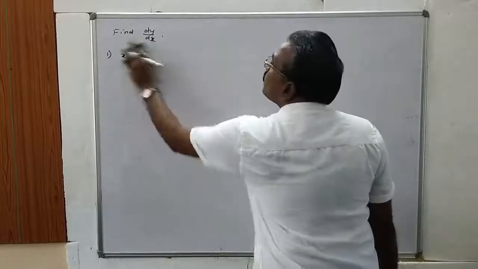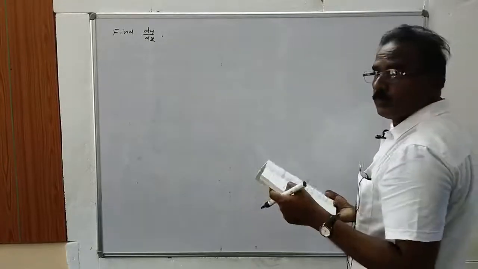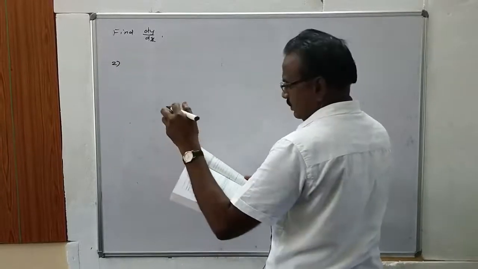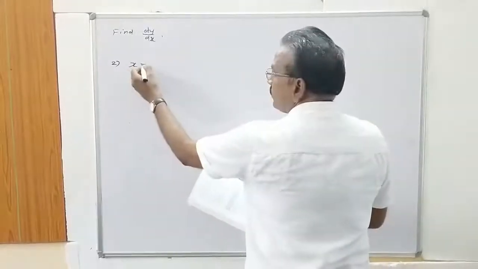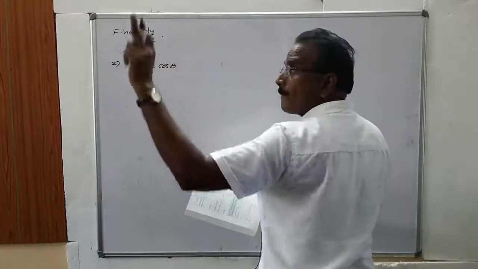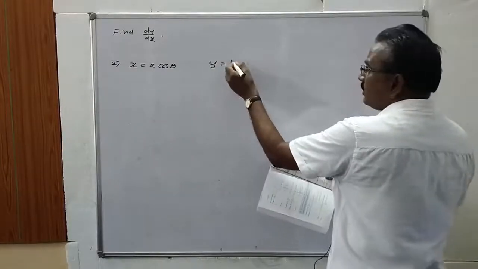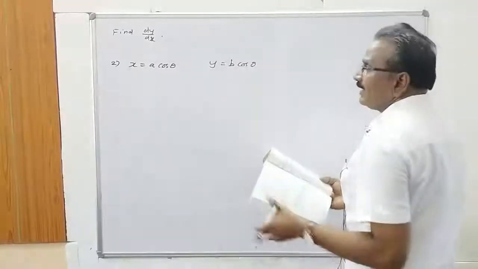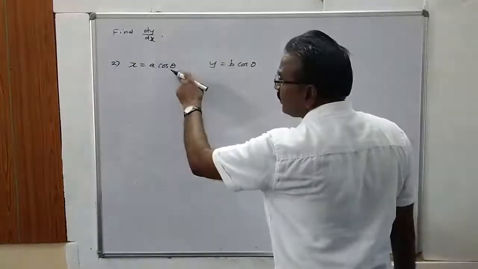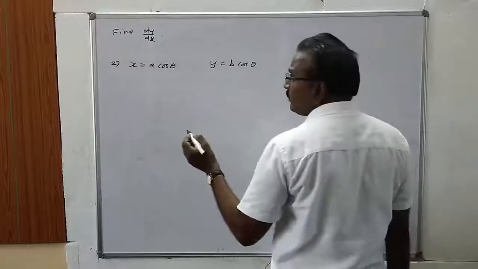Next, question number 2. X is equal to a cos theta, y is equal to b cos theta. Clearly, x and y are expressed in terms of the third variable theta. Here theta is the parameter. Such equations are called the parametric form of equations.